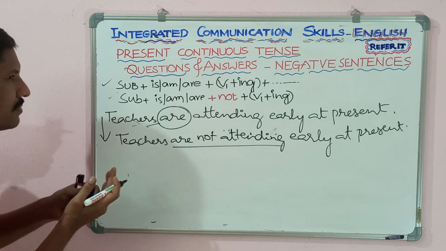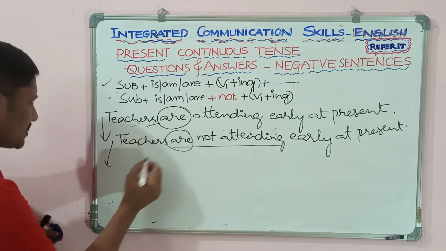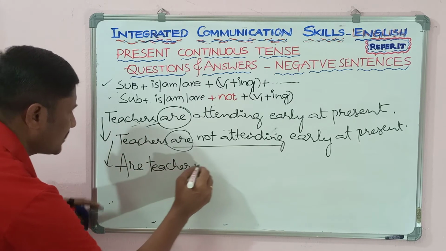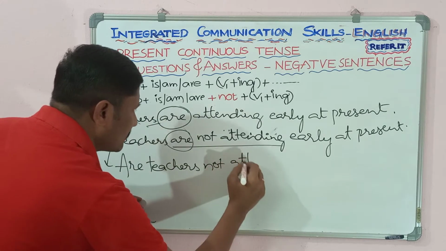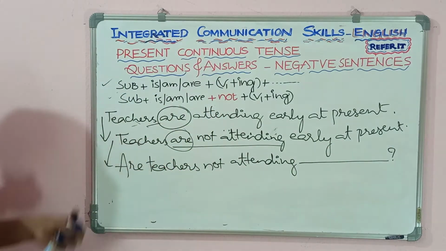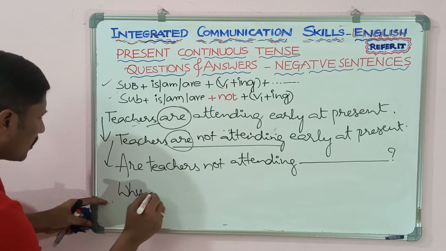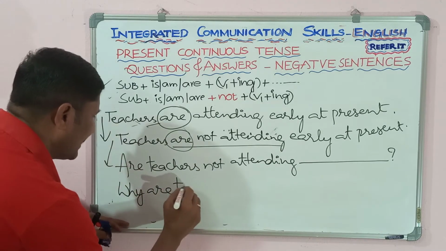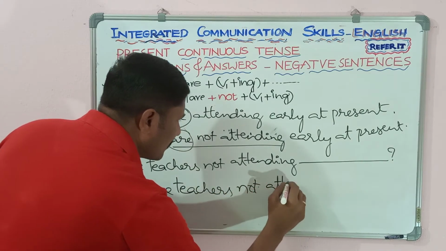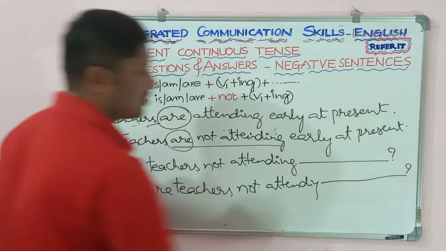Okay, then how can you frame question from this? Come on, bring this helping verb to the beginning of the sentence. Then it will be are teachers not attending? Are teachers not attending early at present? Then you can add WH word for this question. Why are teachers not attending early at present? So this is the question.